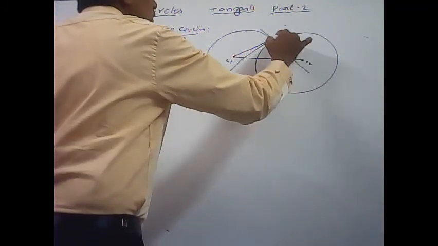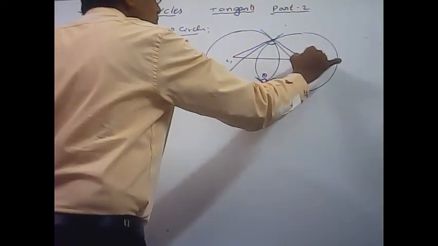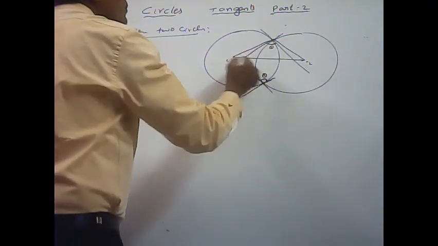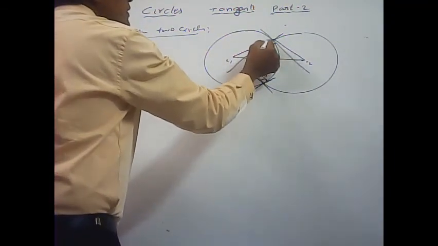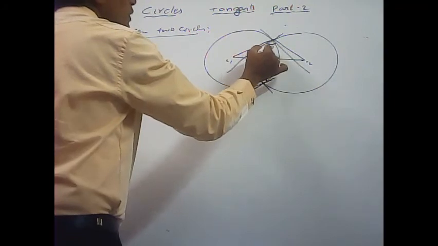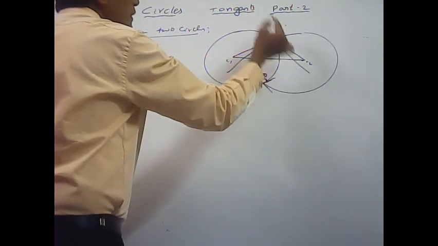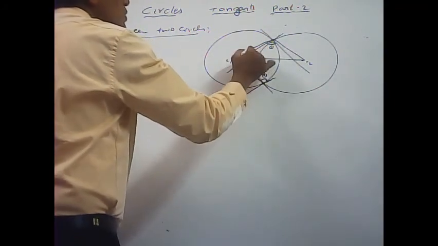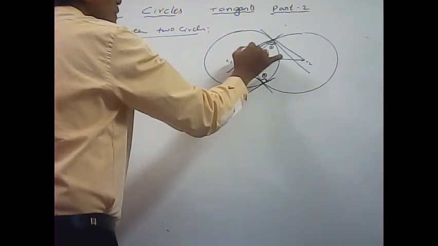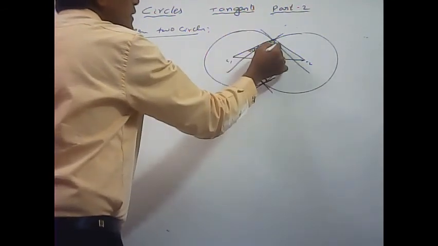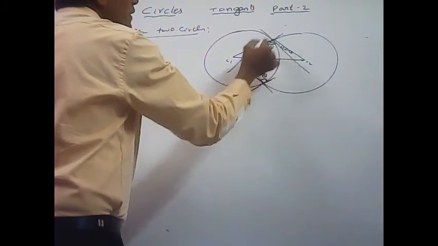Now here also I am joining these two. And here this one I am taking as theta. Radius is perpendicular to the tangent at the point of contact. This is 90 degrees, and this is theta, so this one we say 90 minus theta. Like this, here also we can get 90 minus theta.